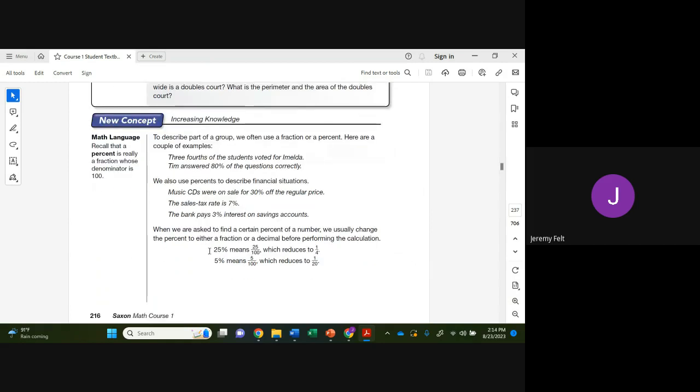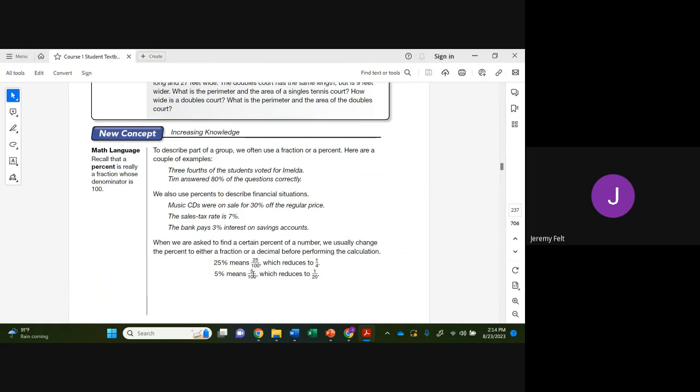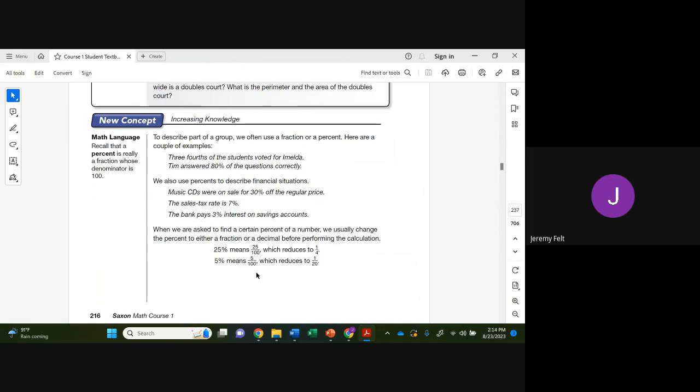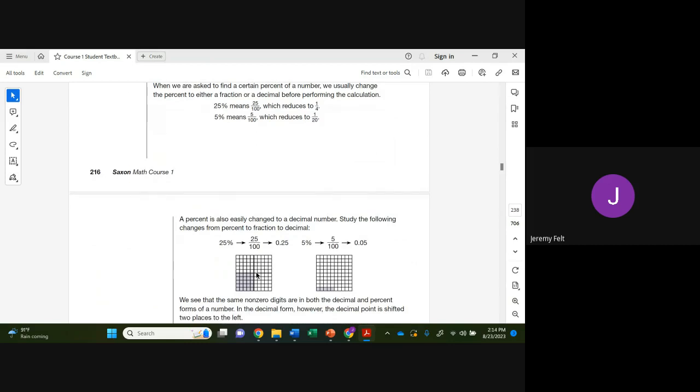Okay, so some common examples that we have: percents, 25% of something. Percent means per 100. So if we have 25 over 100, that reduces down to 1/4. 5%, 5 per 100, 5 over 100 reduces down to 1 over 20. Okay, and we can convert those to 0.25 or 0.05 pretty easily as well. But today we're focusing on percents.